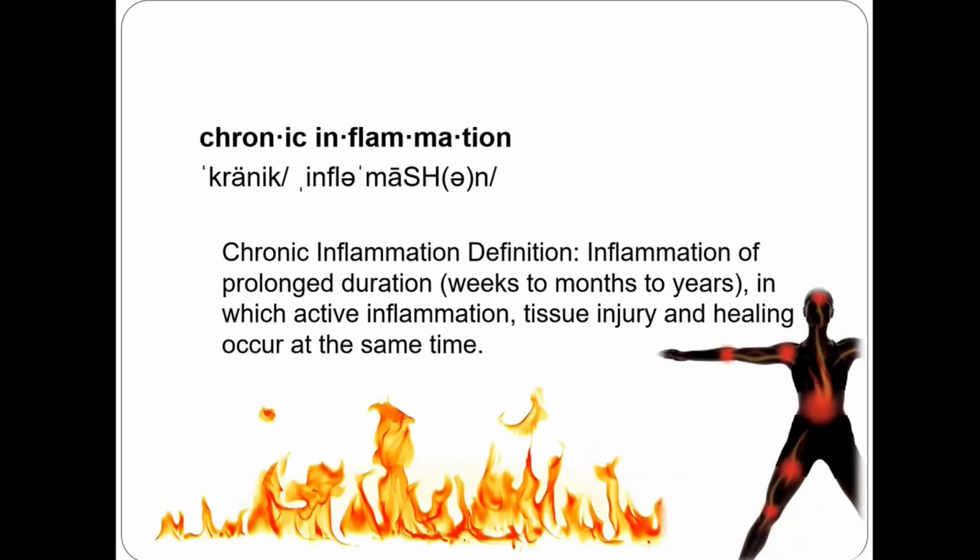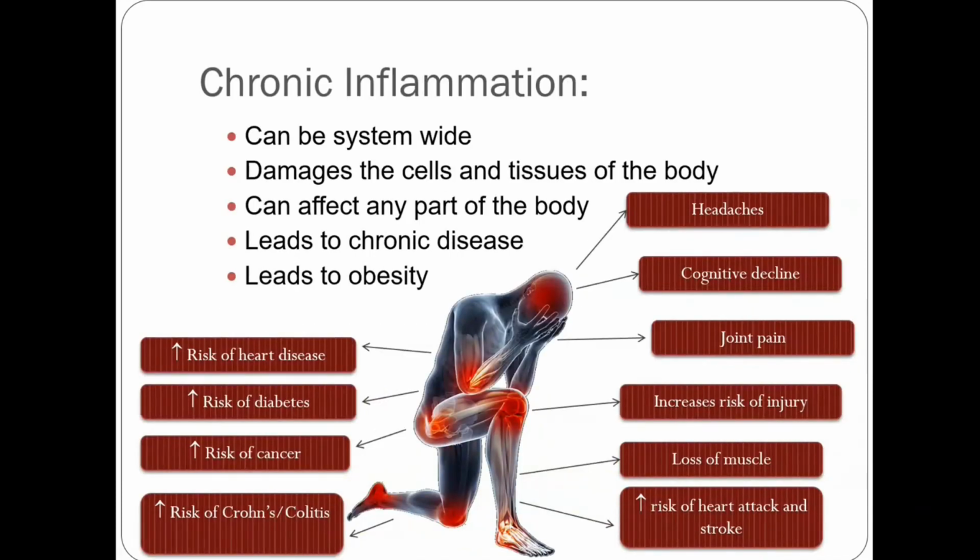But there's also chronic inflammation. This is inflammation that is prolonged, weeks, months, even up into years, and in which active inflammation, tissue injury, and healing all occur at the same time. So chronic inflammation can be system-wide, and we're talking about the inflammation that you can't see. It's inflammation in our body which can cause damage to various cells and tissues. It can affect any part of the body. It typically leads to chronic disease and can even affect our metabolism, contributing to obesity. You can see on the screen some different areas of the body where we can have increased risk of disease or tissue injury.